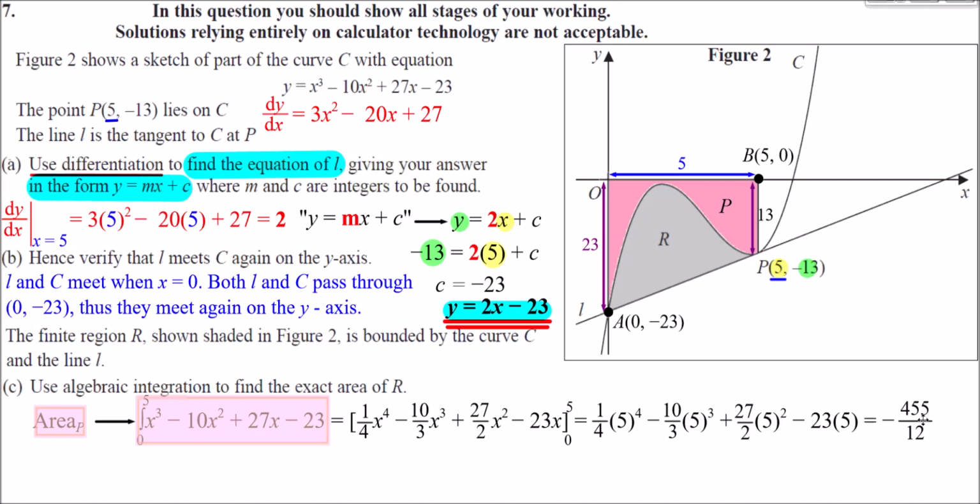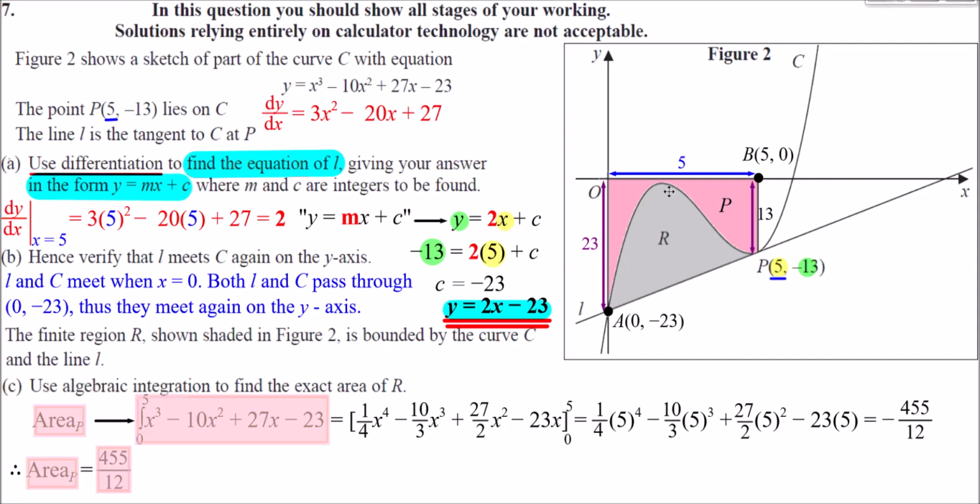And what we do to make sense of this is, if we're evaluating an area, then the area is simply the modulus. It's the absolute size of this. So the area is just the modulus of minus 455 over 12. In other words, the area is just this without the minus sign there. So the area of the pink region, area of pink P, is 455 all over 12.